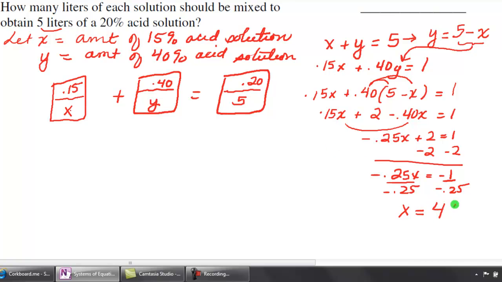So that gives us the amount of 15% acid solution. So 4 liters of 15% solution, which means that because the two amounts have to add up to 5 liters, that leaves us with y equal to 1 liter of the 40% solution.